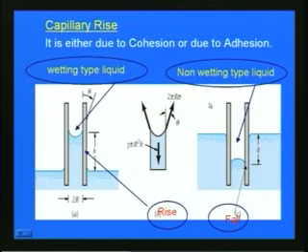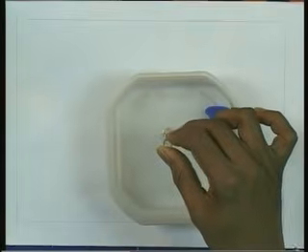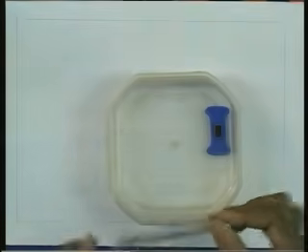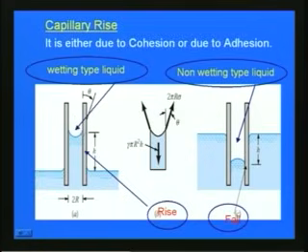So, due to this surface tension and other properties, there is another important property in fluid mechanics called capillary rise. This capillary rise occurs, as you can see in this slide, due to either cohesion or adhesion. When we place a small tube in water, here it is not observed since there is no color here. But you can see in this slide, if the liquid is wetting type, there will be a small rise like this. That is called capillary rise.